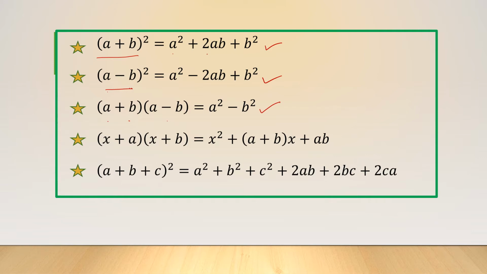Fourth identity is (x plus a)(x plus b), which is equal to x square plus (a plus b)x plus ab. And the last, fifth identity, is (a plus b plus c) whole square, which is equal to a square plus b square plus c square plus 2ab plus 2bc plus 2ca. These are the 5 identities which you have already done. If you want to note these identities, please do so. Pause the video and note down all these identities, because today we are doing all those questions which are based on these 5 identities.